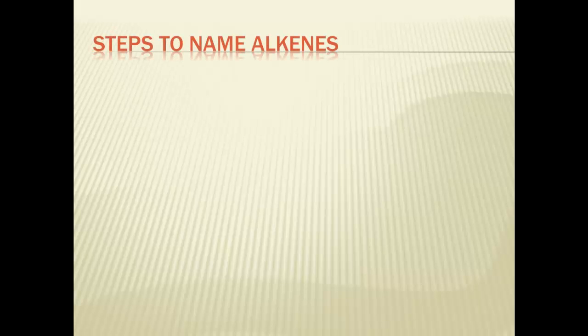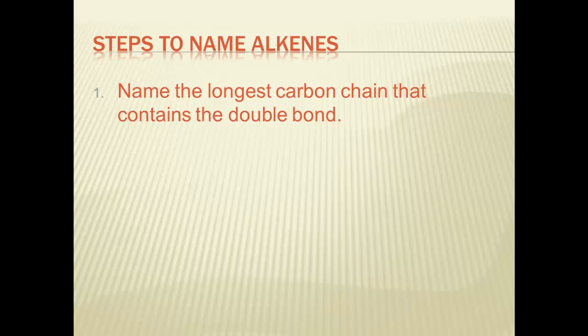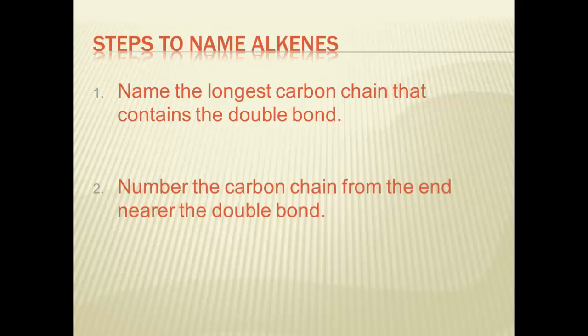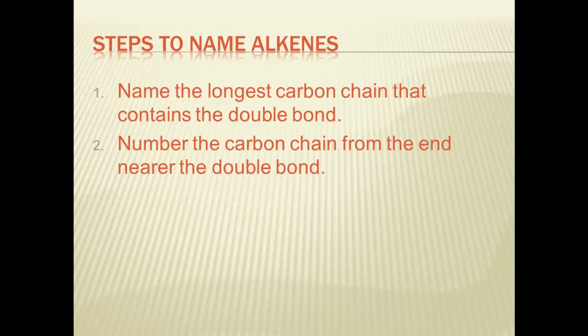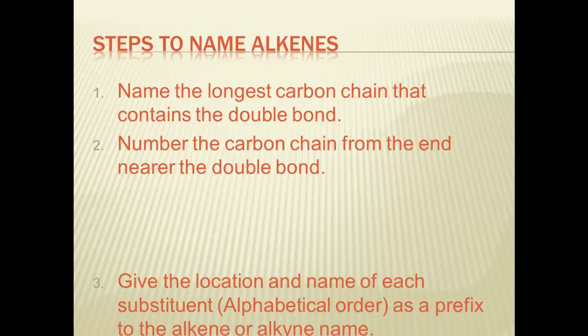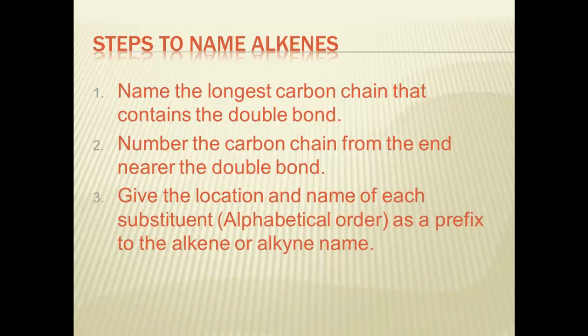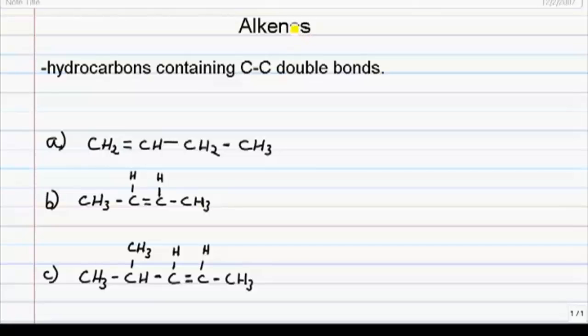Steps to name alkenes. 1. Name the longest carbon chain that contains the double bond. 2. Number the carbon chain from the end nearer to the double bond. 3. Give the location and name of each substituent in alphabetical order as a prefix to the alkene name. First, we need to know that the suffix will be -ene.